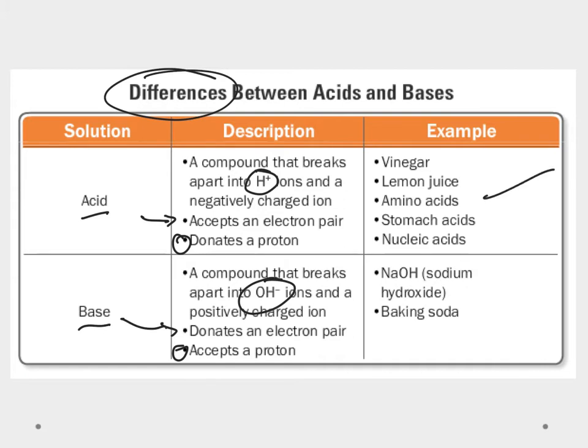And you can see some examples over here. We talked a little bit about lemon juice. Our stomach acids are filled with them. Our nucleic acids are acids down here. And then we talked a little bit about bases. We talked about sodium hydroxide. Then baking soda would be another one here.